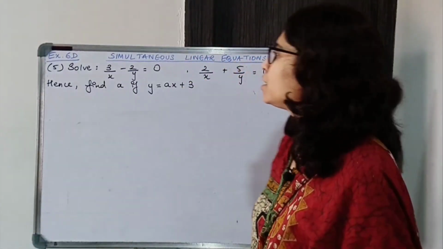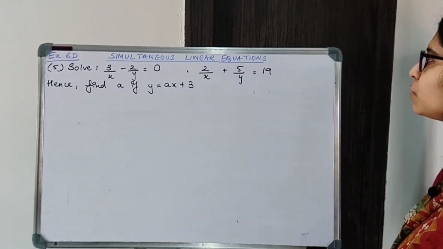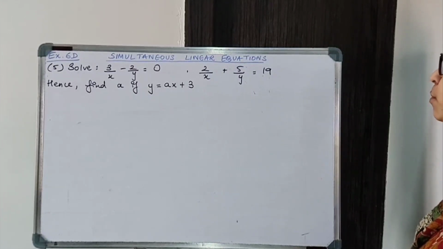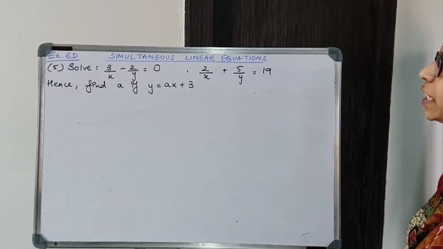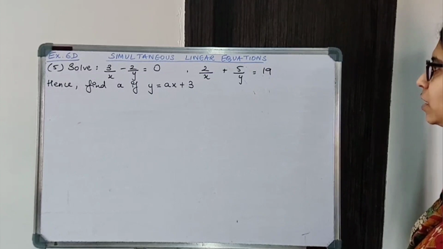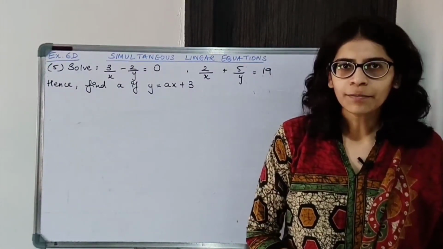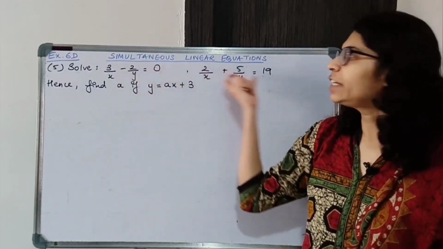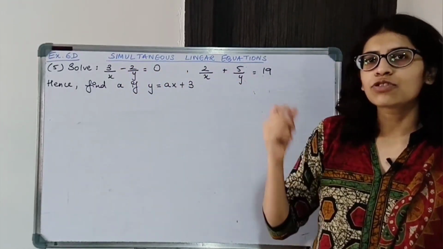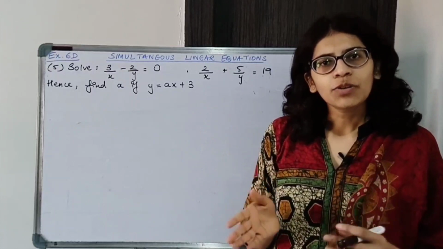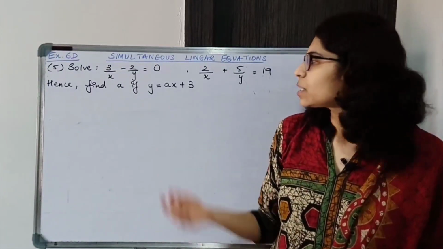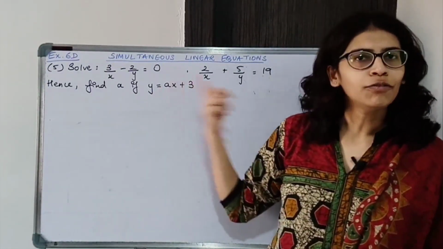Okay, let's read the next question. Question number 5. Solve 3 upon x minus 2 upon y equals 0 and 2 upon x plus 5 upon y equals 19. Hence find a if y is equal to ax plus 3. This one is similar to the previous question. We'll solve the pair of linear equations and find the values of x and y. Once you get the values of x and y, just substitute them over here and find the value of a.